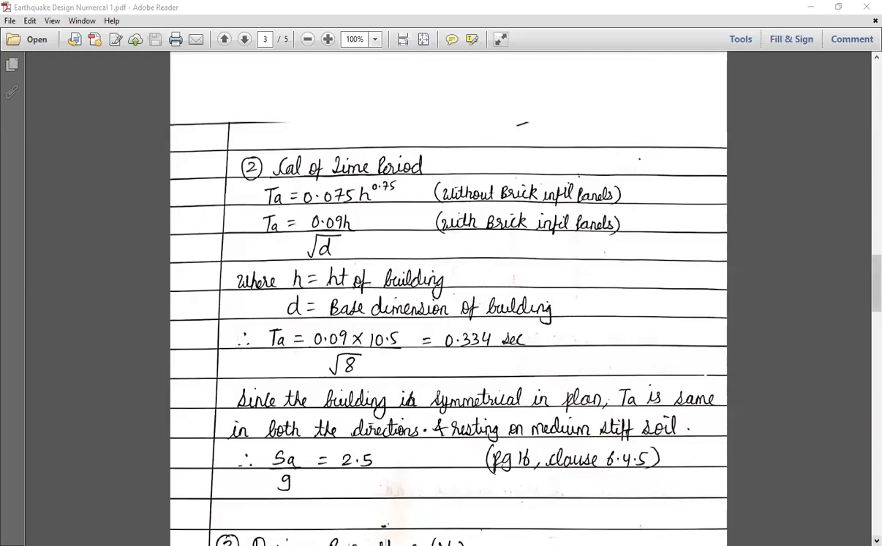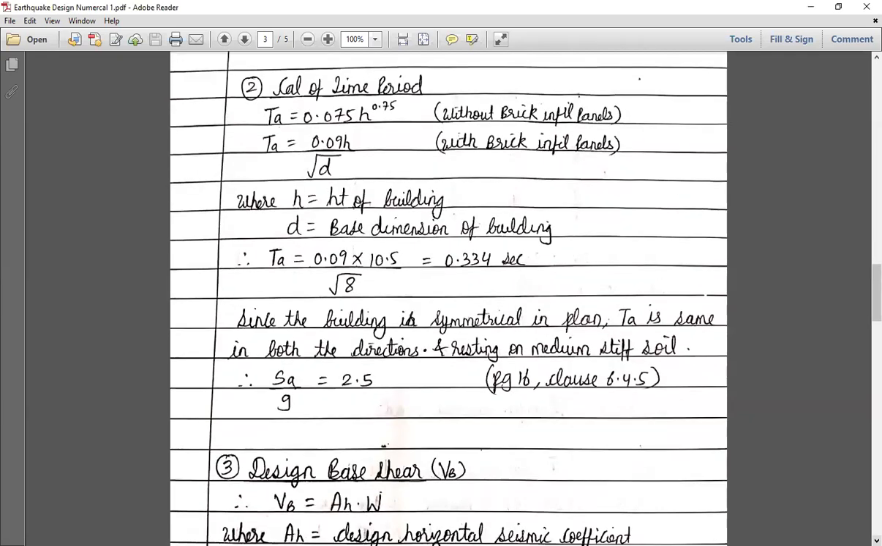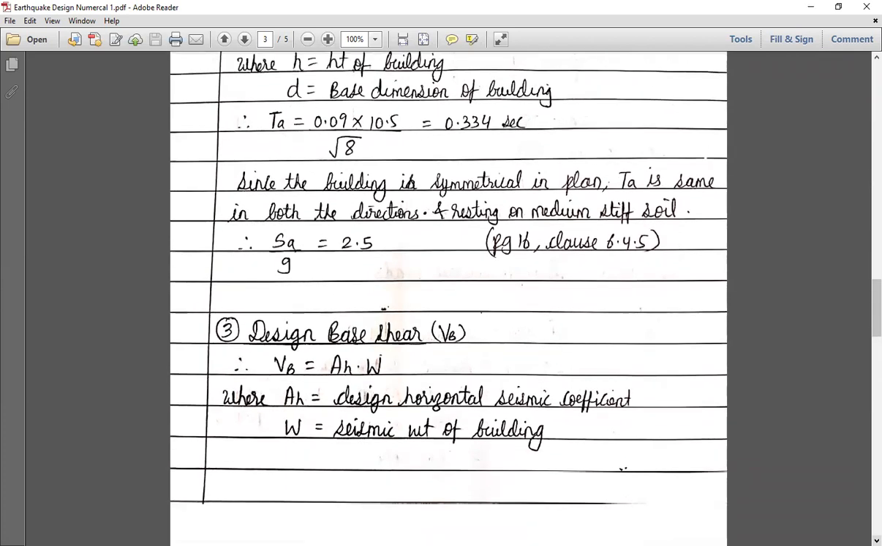Now let us come back to the numerical. SA by G, we got the value as 2.5. Now what is the third step? We got the time period also. The third step is to find out the design base shear. So design base shear VB is given by AH into W, where AH is the design horizontal seismic coefficient and W is the seismic weight of the building.